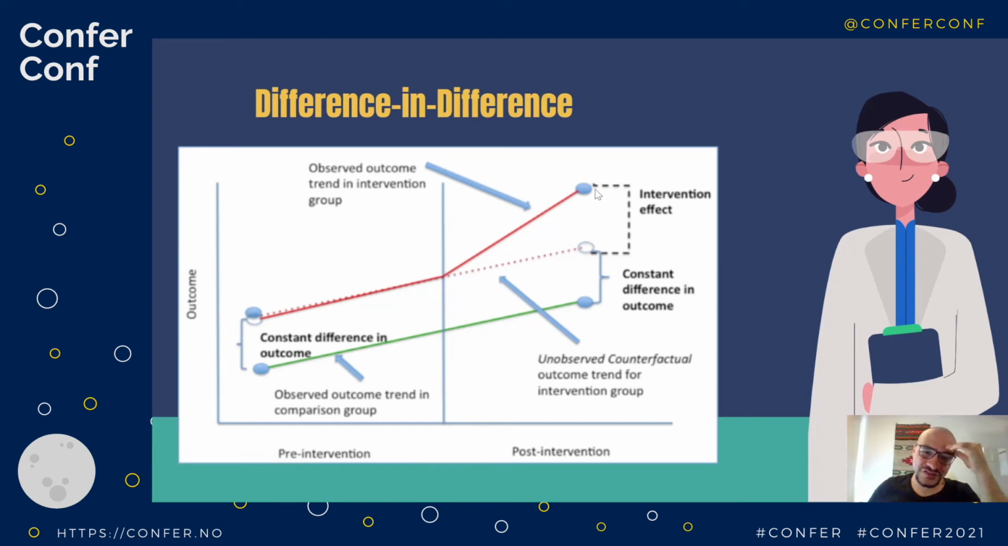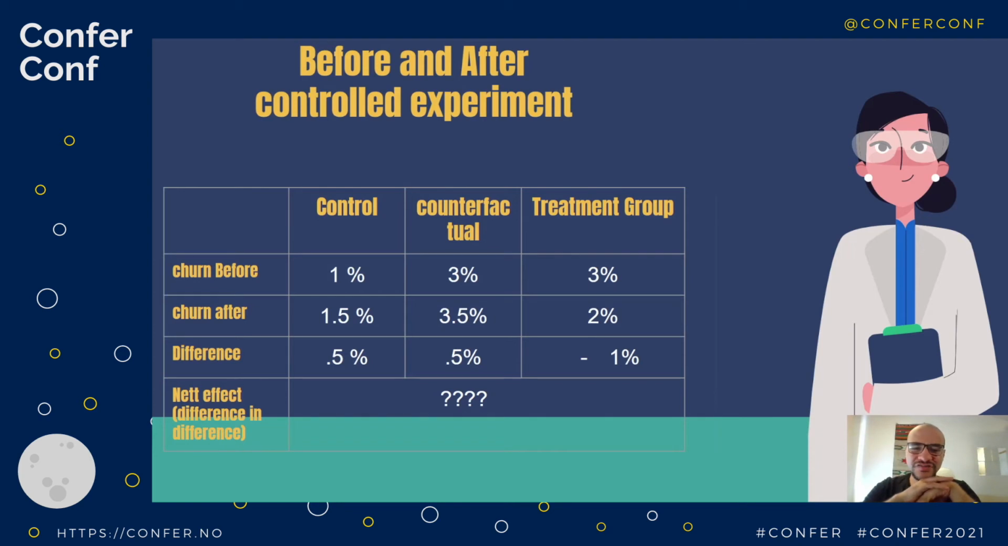And this is what we call the intervention effect, which is the difference between what would have happened without the treatment and what happened after applying the treatment. To measure this is very simple mathematics. We can go through an example with numbers to calculate the effect, or net effect, of difference in difference.